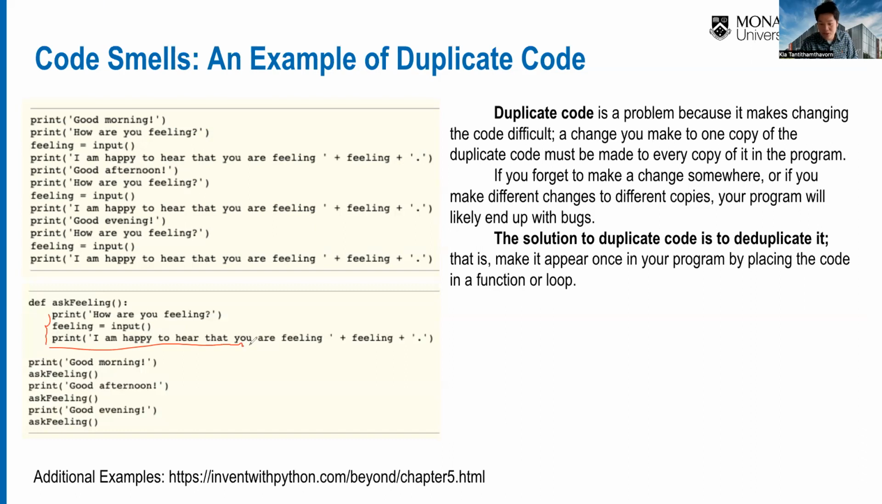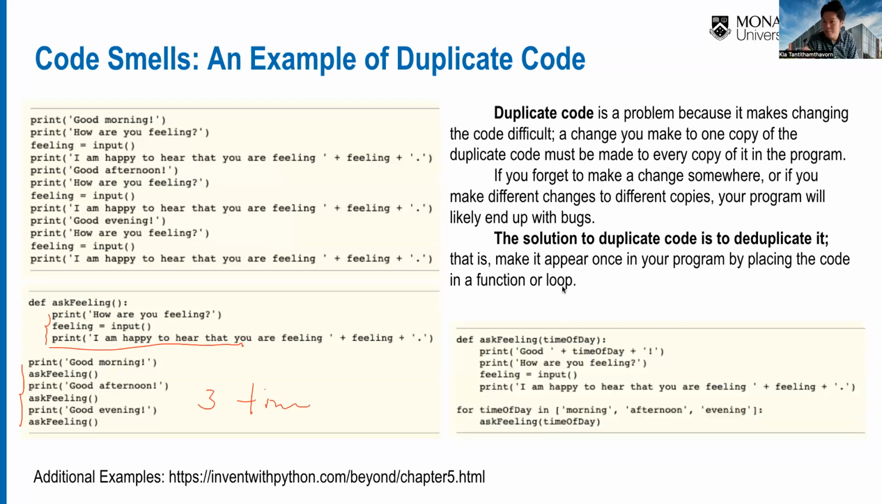But still, is this good enough? Let's ask everyone here. Is this good enough or not? Probably not, right? Because some part is still duplicated. You have called ask feeling three times. So can we write it better or not? Yes, we can. We can put it into a for loop, for time of the day, in the morning, afternoon, or evening, and then we just call ask feeling only one time.